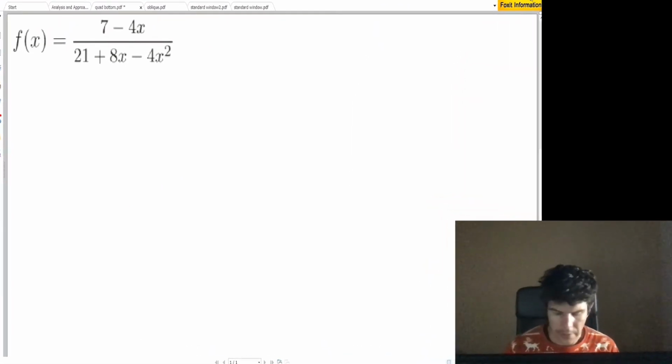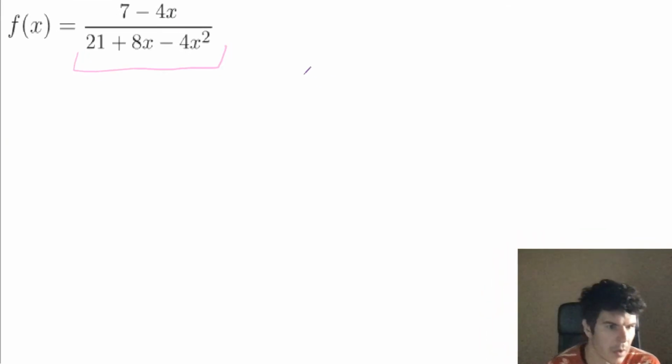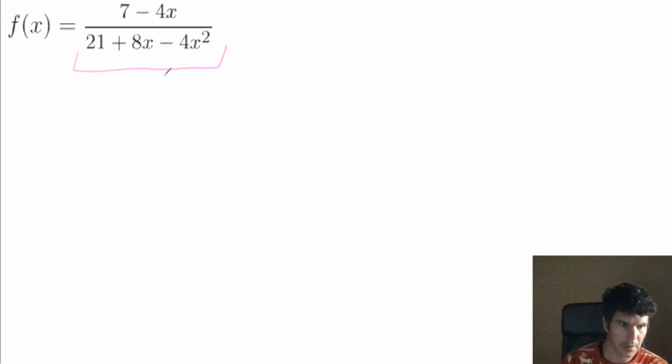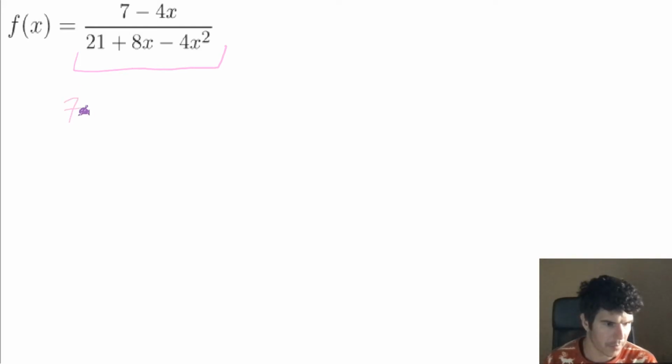What to do when there's a quadratic on the bottom of your rational function. Well, what we're going to do first is simply factor both the top and the bottom as much as we can. Looking at the top, 7 minus 4x, there's nothing we can do here. So that's okay, let's move on to the bottom.